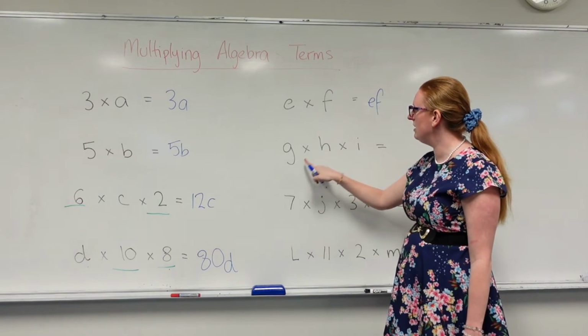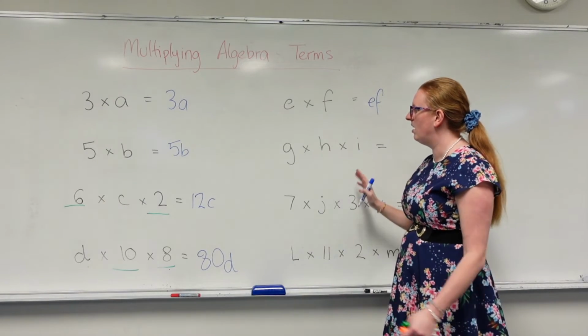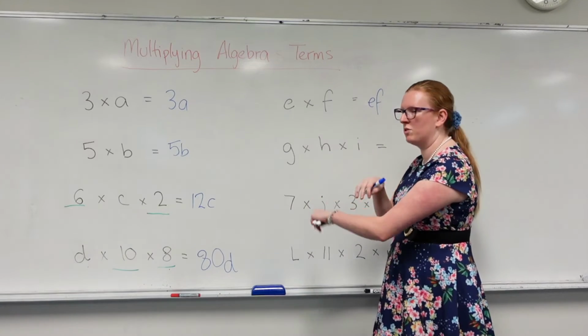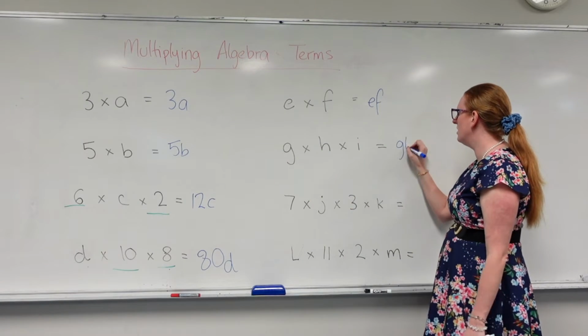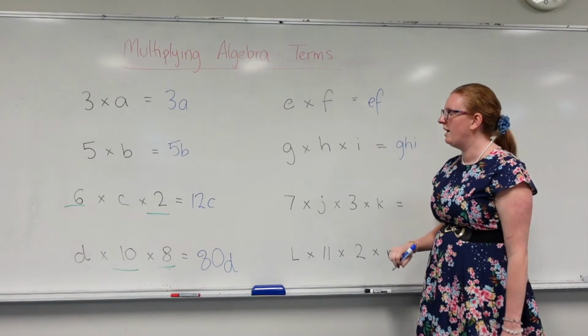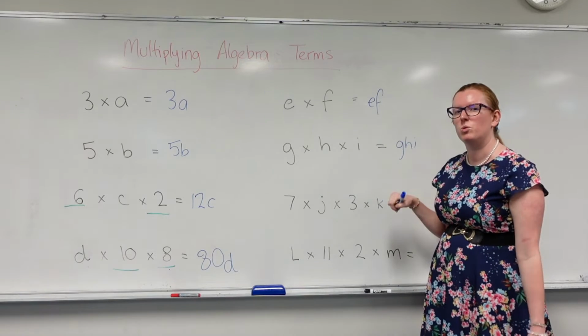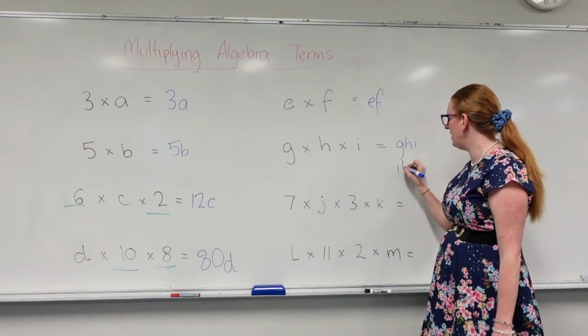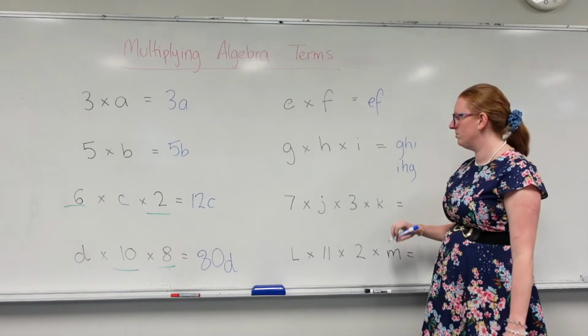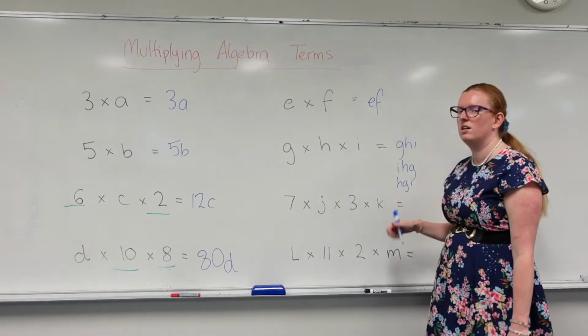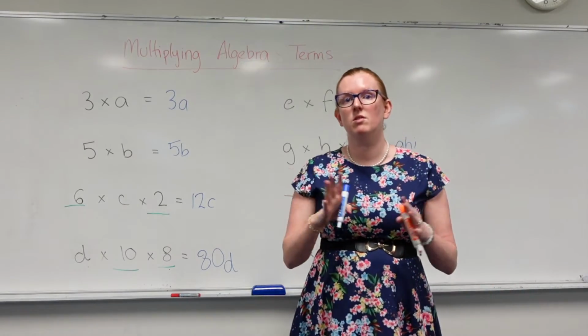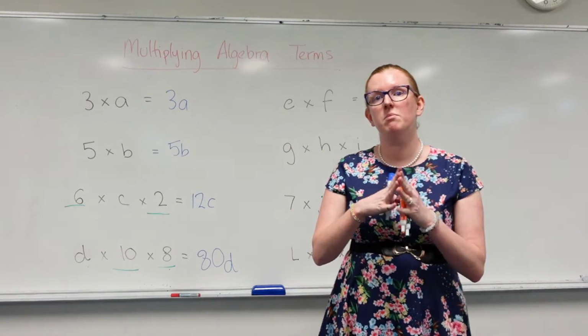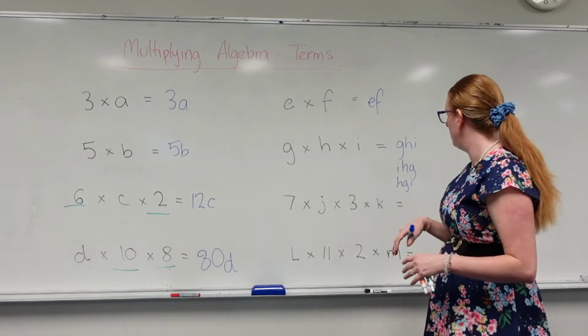Now here I've got G times H times I. I'm just going to swoosh them together and take out the multiplication symbol. So it's just G, H, I. And you know what? It actually doesn't matter what order I write them in. I could write I, H, G. Or H, G, I. It really doesn't matter, so long as they're all there and they're smooshed together, it means that they've been multiplied together.